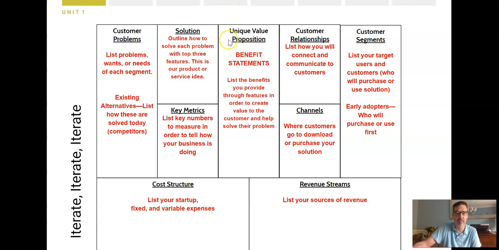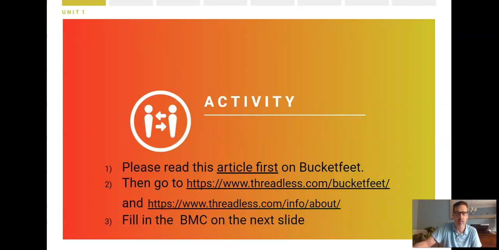So this is the business model canvas. Save this video, refer back to it. You're now going to use this to do the assignment today. What you're going to do is read this article first on Bucket Feet. Then you're going to go to threadless.com, Bucket Feet, and also the About Us, and read a little bit more about Bucket Feet.